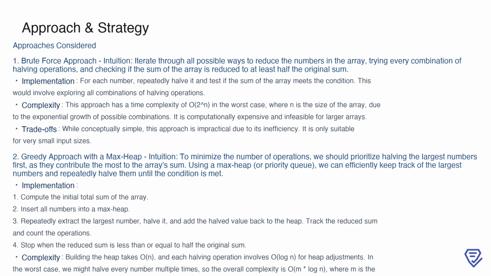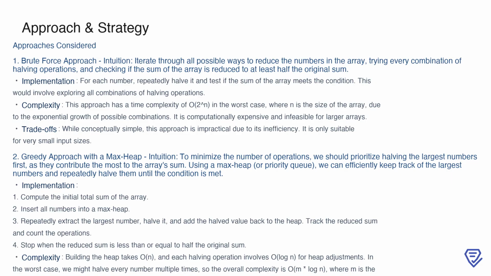However, while this method is conceptually simple, it is extremely inefficient. The time complexity grows exponentially, 2 to the power of n, because we explore all possible combinations of halving operations. This makes it impractical for larger arrays, as the number of possibilities grows too large to handle efficiently. It's a method that might work for very small inputs, but it quickly becomes infeasible as the size of the input increases.